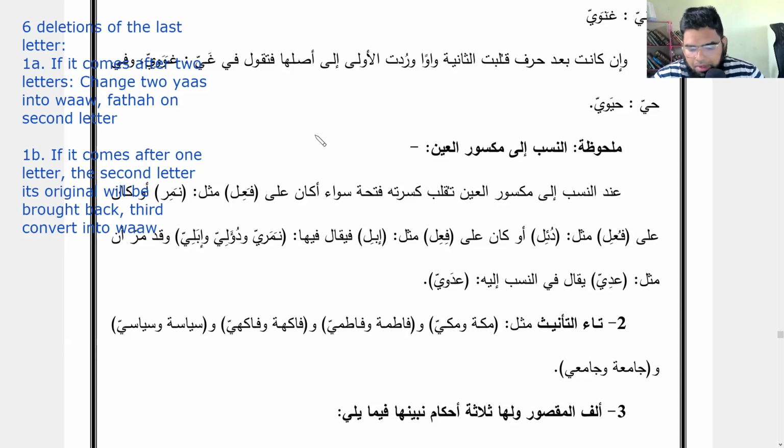Al-malhudha an-nasabu ila maqsoor al-ayn. Now, what will you do if the ayn kalima has a kasra? عند النسب إلى مقصور العين تقلب كسرة فتحة. You will change it into fathah, whether on fa'il, like namira. So you say namari. Namir, tiger, namira. Tiger. Right.